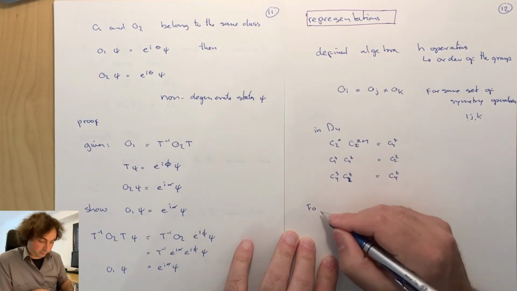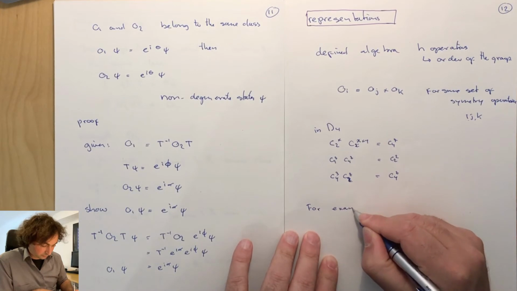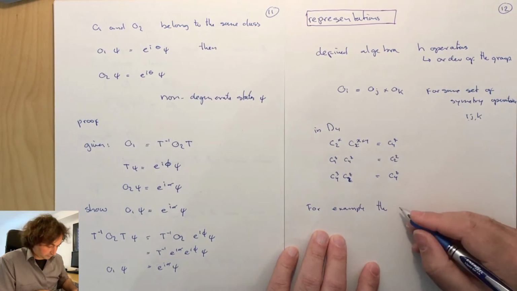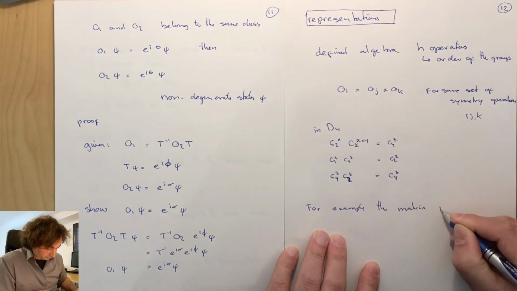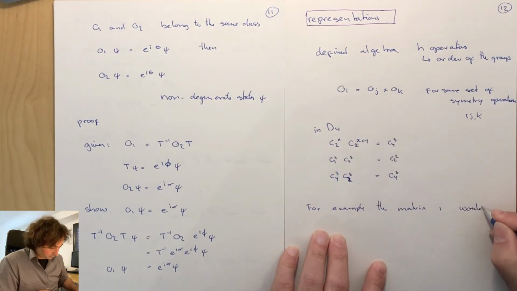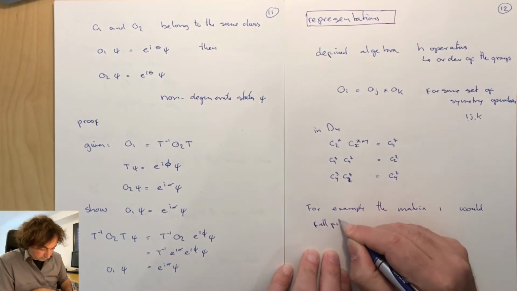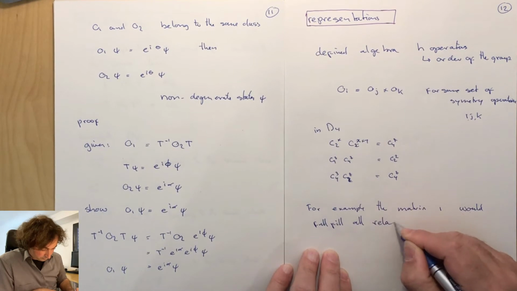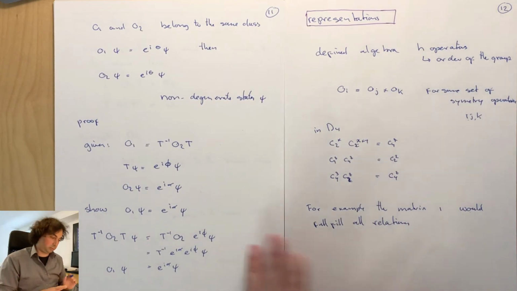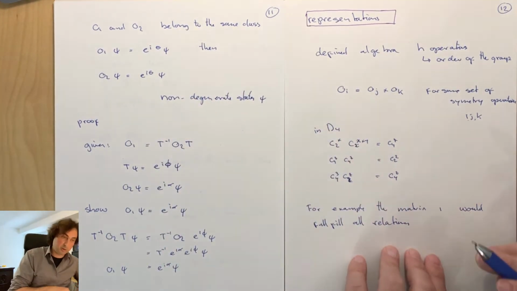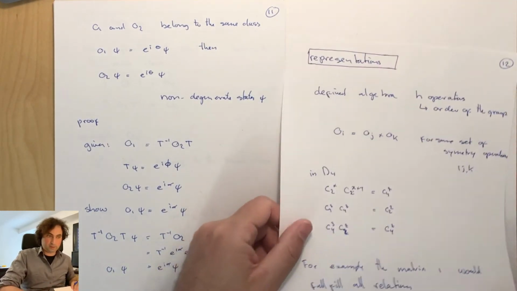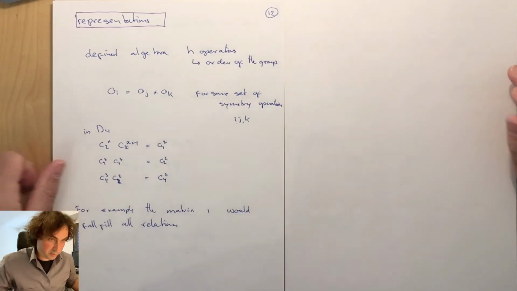So we can, very simple, find one matrix, which would be a matrix of dimension 1. It would fulfill all these relations. Yeah, 1 times 1 is 1, so 1 is definitely a representation that fulfills all these relations. It's also a very trivial representation that doesn't give you much information yet.